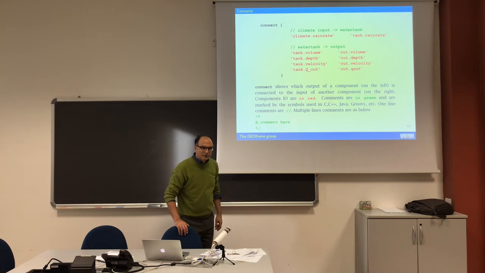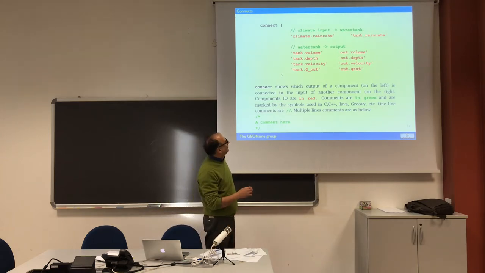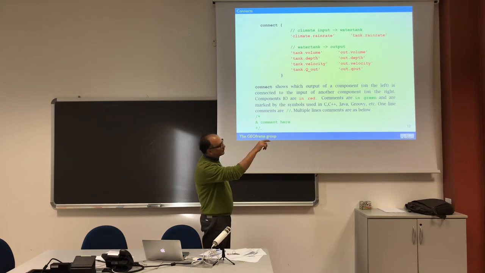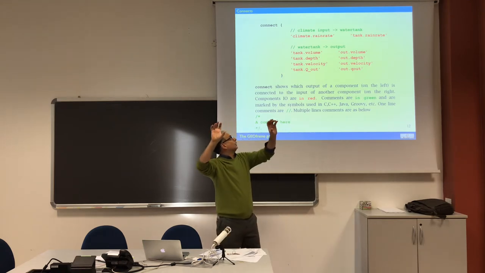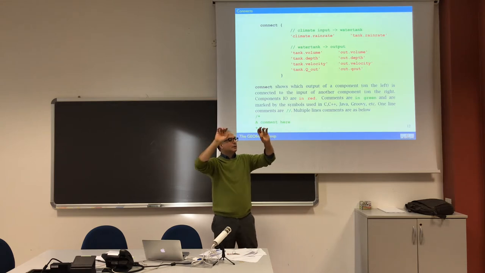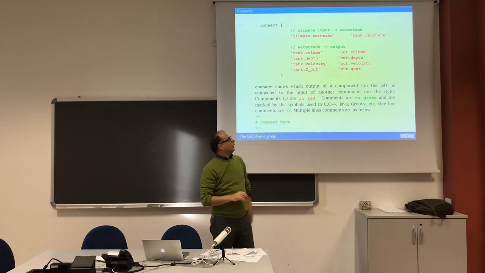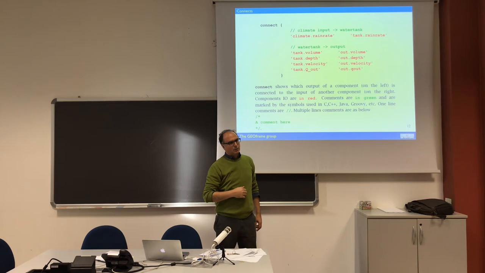This is an input. This is an output, sorry. That goes to the input of the tank rain rate. I have two components. One component is called climate. The other component is called tank. We see in the slide before, the component called climate puts out a thing that is called rain rate. This goes as input of the tank component.